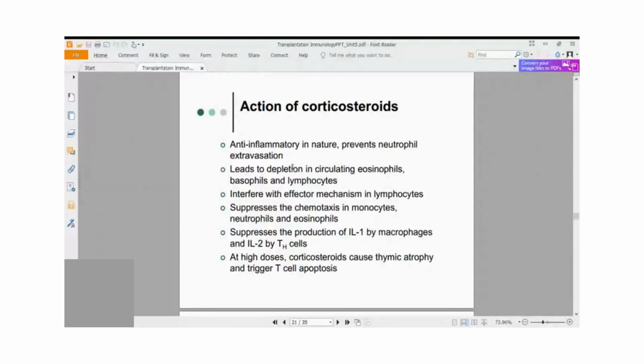And those activated macrophages, eosinophils and neutrophils, if they are prevented from aggregation, and they aggregate because of chemotaxis, and chemotaxis is nothing but attraction. So the chemotactic process is going to be inhibited. We have come across neutrophil chemotactic factor and eosinophil chemotactic factor released by the mast cells, and corticosteroid is known to act on these chemotactic factors and inhibit their production.